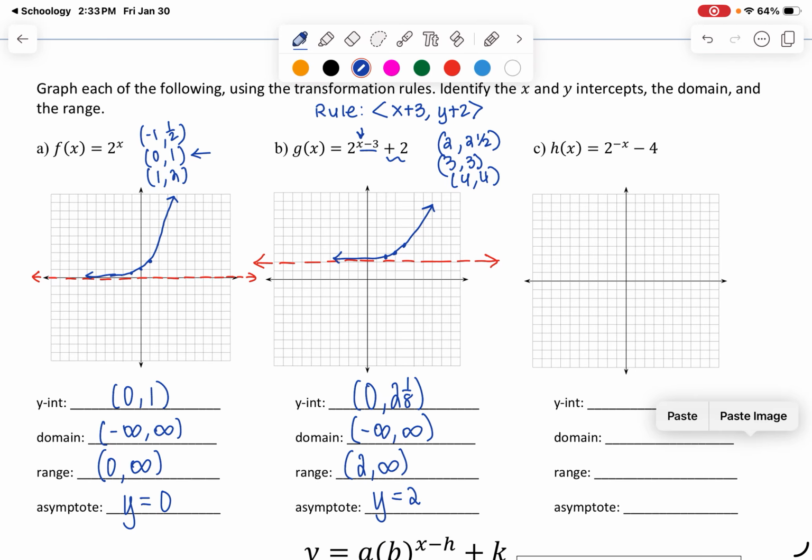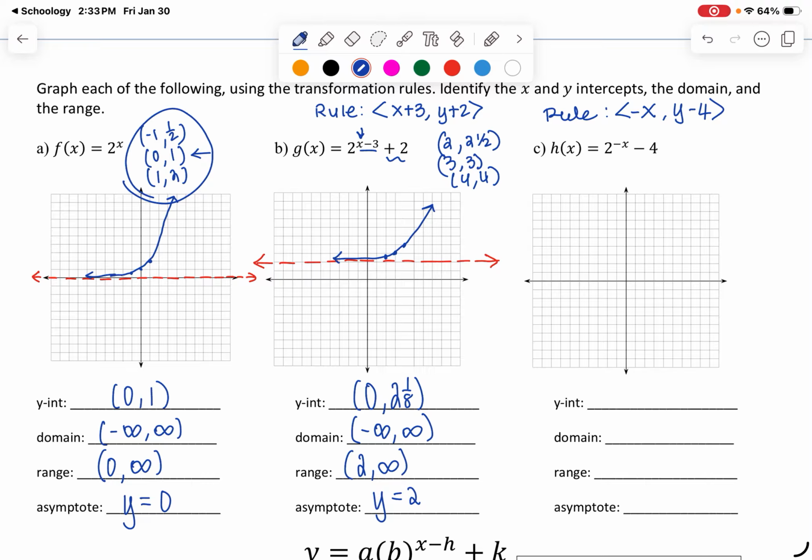All right. Next one right here, still taking that base of 2 to the x and performing transformations. So I'm going to write my rule. This tells me to take the opposite of the x values, negative x, to reflect them. And then this tells me to move my y values down 4, so y minus 4.